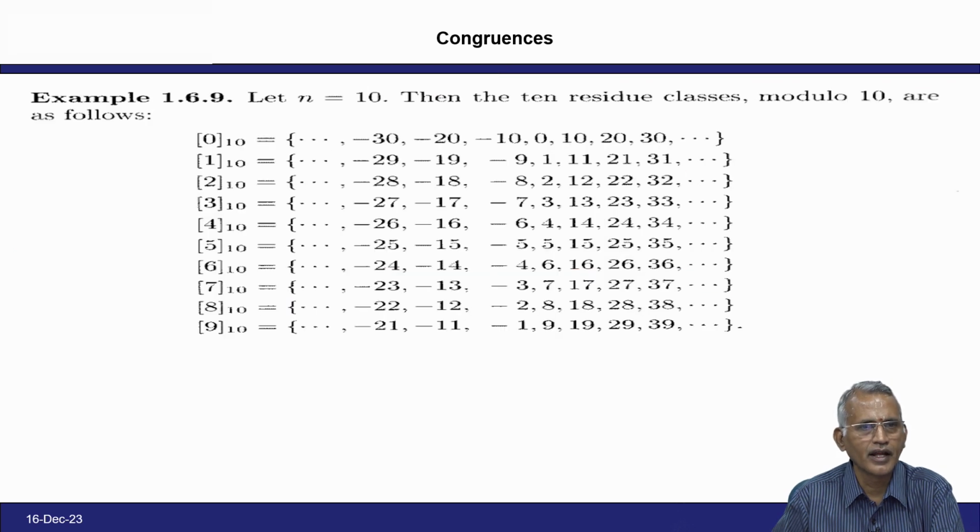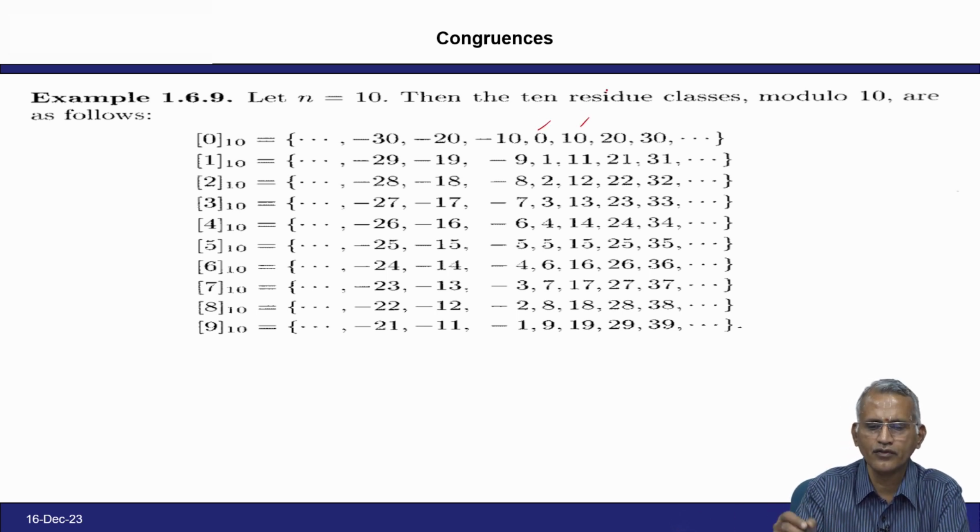For example, if you take n equal to 10, then the 10 residue classes under modulo 10 are, for example, the residue class of 0 under modulo 10. You take 10 divided by 10, the remainder is 0, therefore it is equivalent to 0. 20, 30, minus 10, minus 20, minus 30, all divided by 10 have no remainder, therefore 0 is equivalent to these numbers.